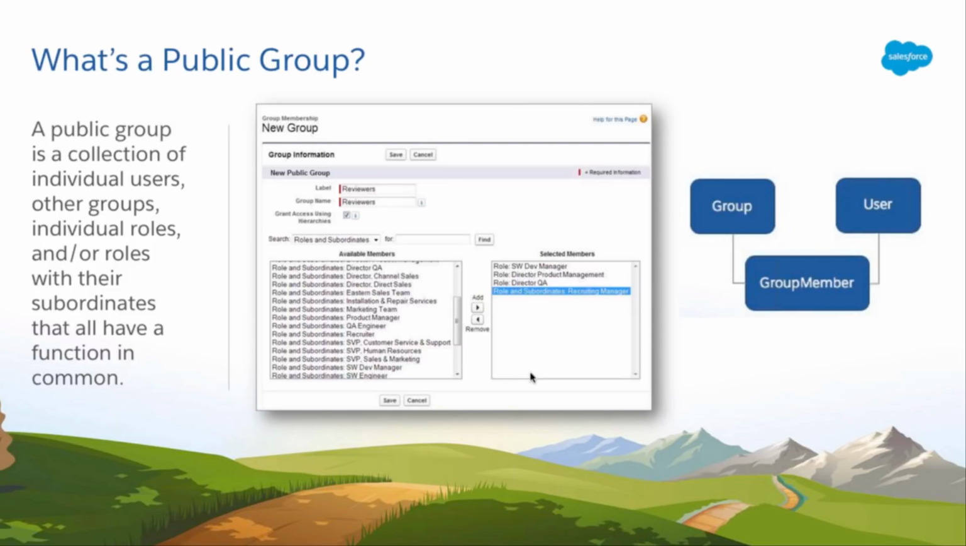So what's a public group? So it's essentially a collection of individual users, groups, roles and the subordinates. And again, you use it for security reasons to give people access to reports, dashboards, or a queue or specific functions. So the data schema for a public group is you have the group, which stores the information about the overall group. So here's the group name. And then you have a user, and then there's a junction object in between called group member, and that stores which user is associated with which group. So that's important for when we go through our flow.